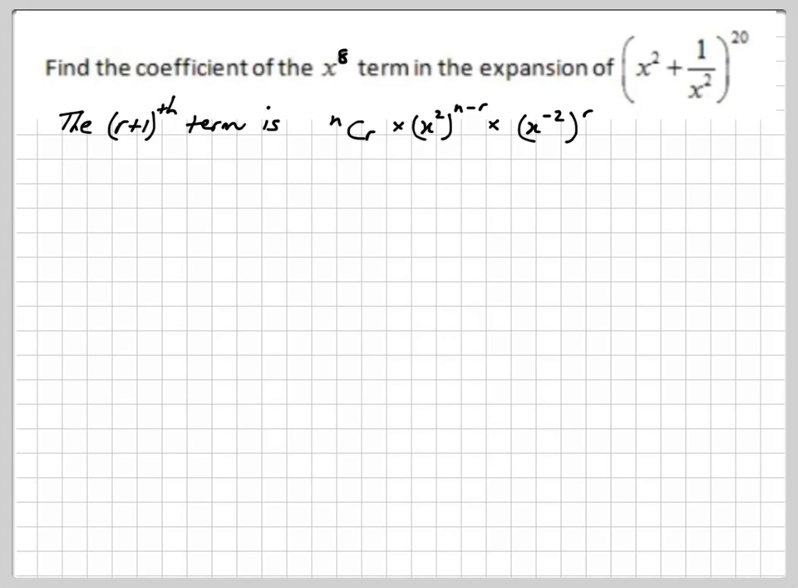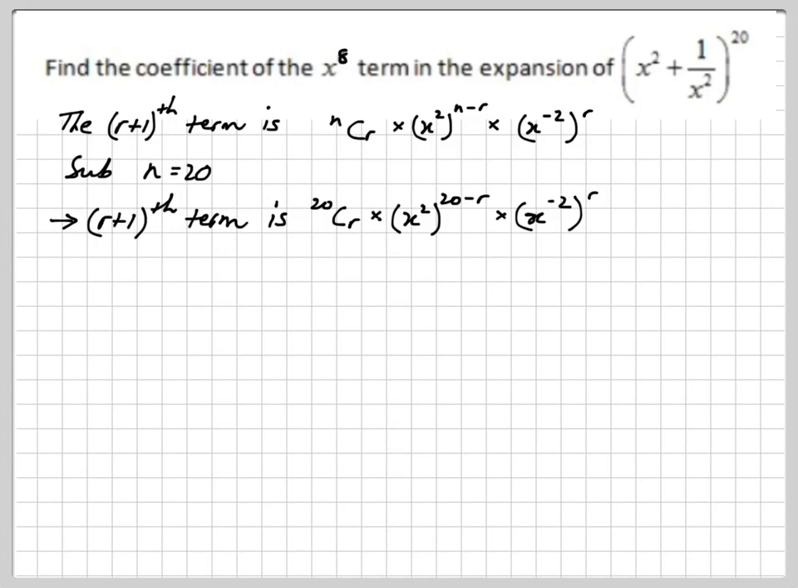Sorry. The r plus 1th term is nCr times x squared to the n minus r times x to the minus 2 to the r. Now, what a mess. We know that n is 20, so I think we'll put that in first. That'll make it a little bit less horrid. That looks a bit friendlier already.